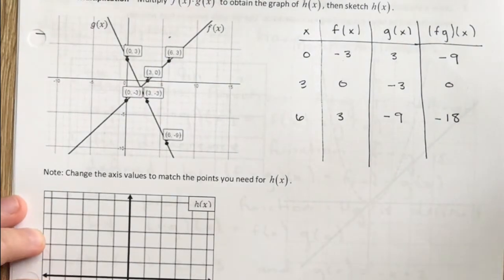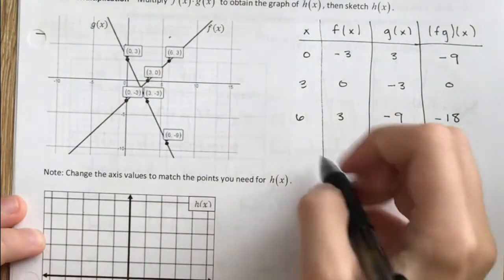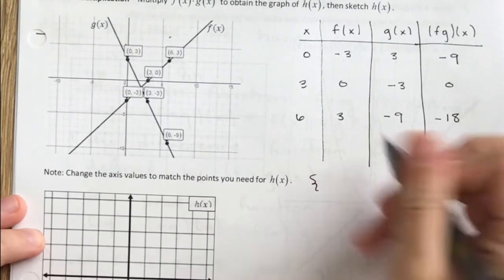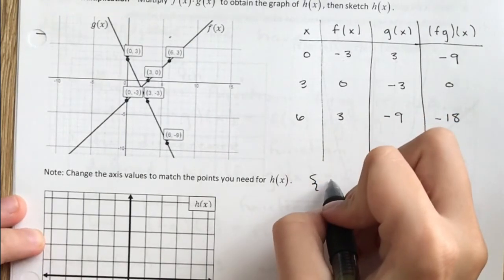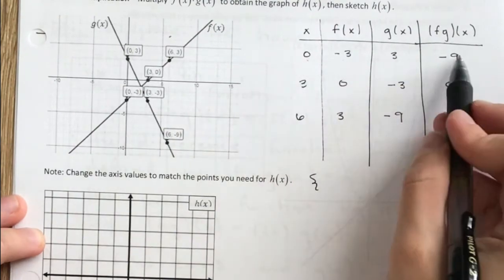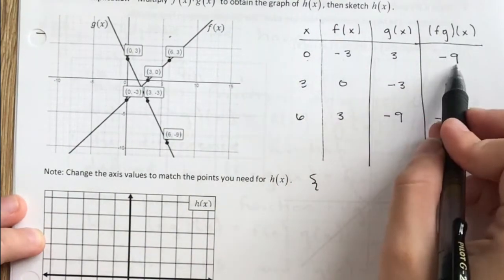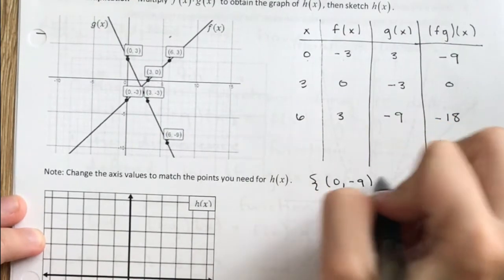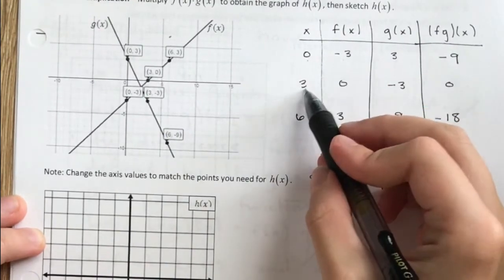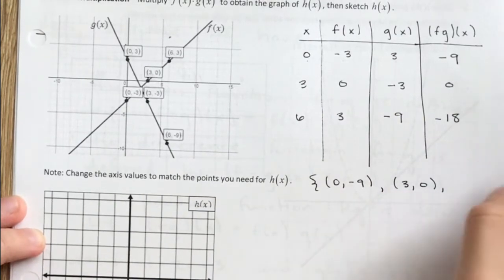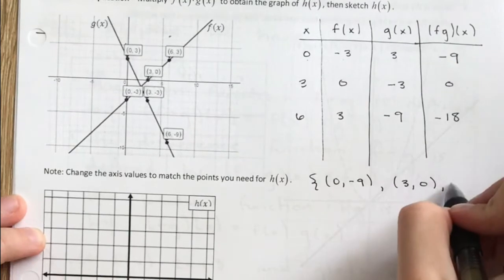Okay, so let's write a few of these points down. Some of the points that are going to be on this graph of f times g are, well, we've got x and y, so 0 and -9. We've got 3 and 0. And we've got 6 and -18.